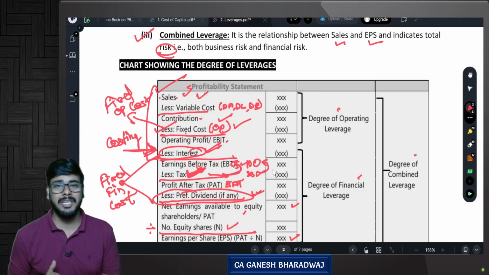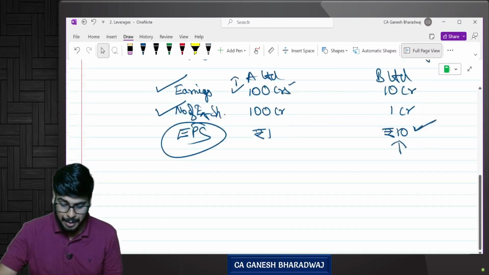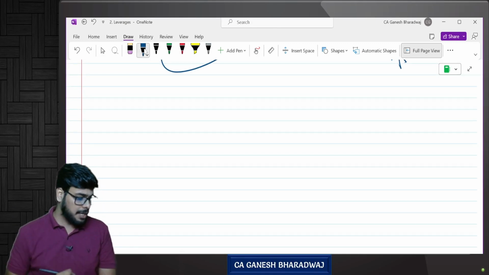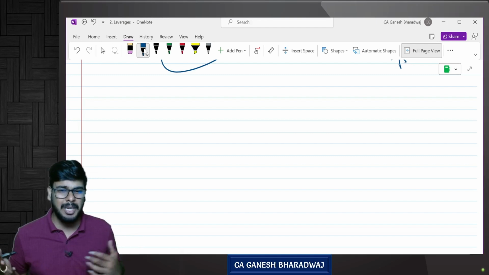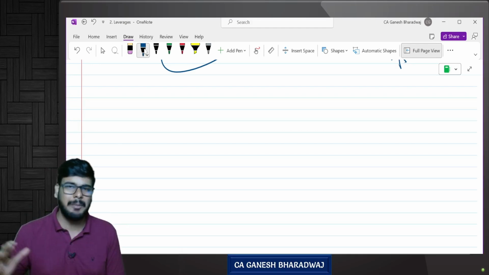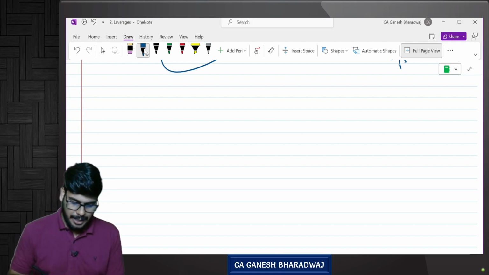Sir, what is the meaning of operating leverage? Wait, I will explain this to you by way of an example. These are very, very important in terms of understanding the concepts. So you need not mug up any formulas. It is just a very, very logical area and you can automatically get all these formulas by yourself. Now, let me take an example for this.